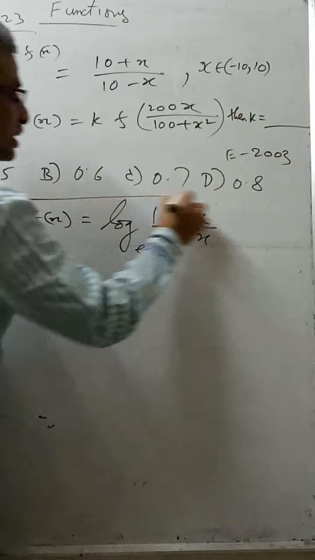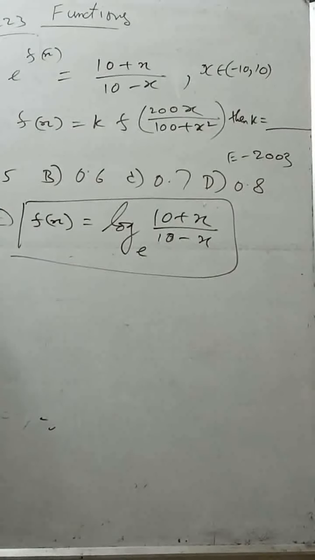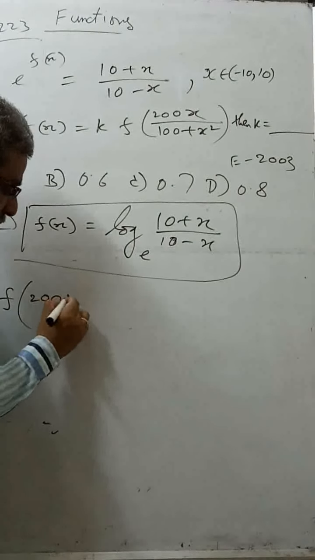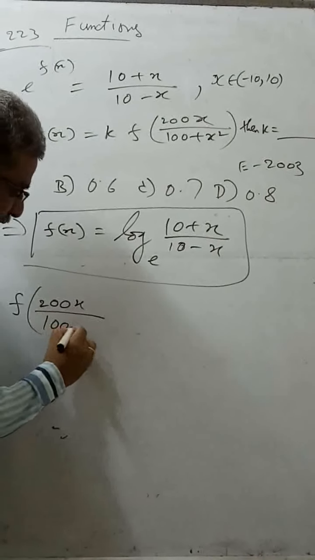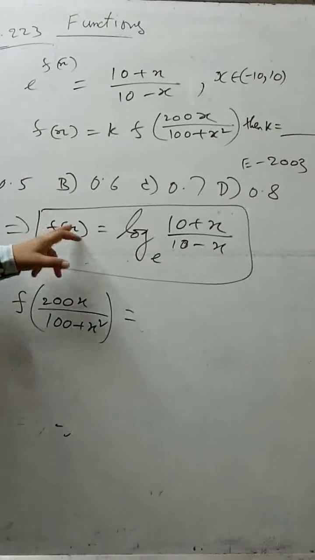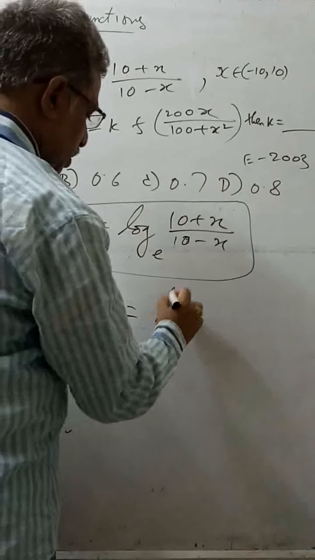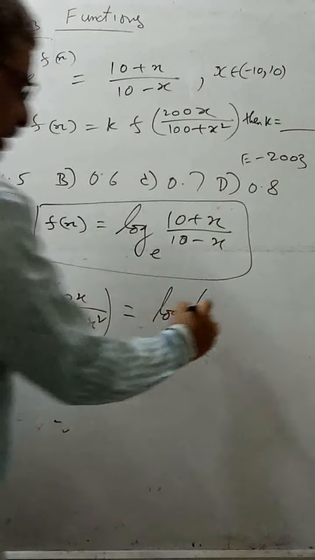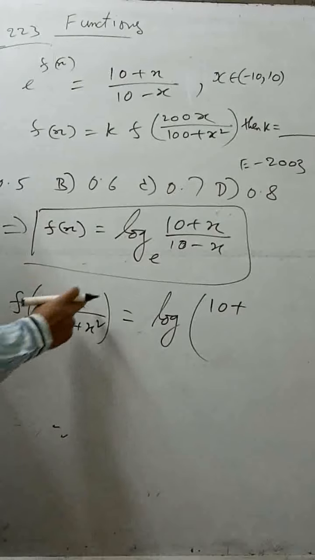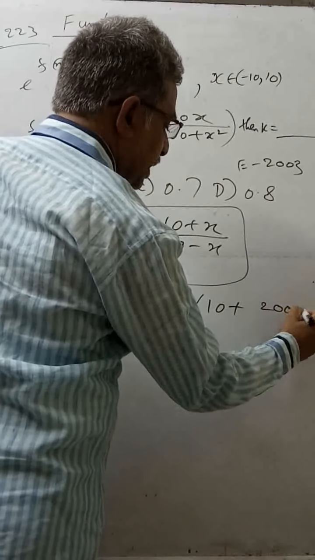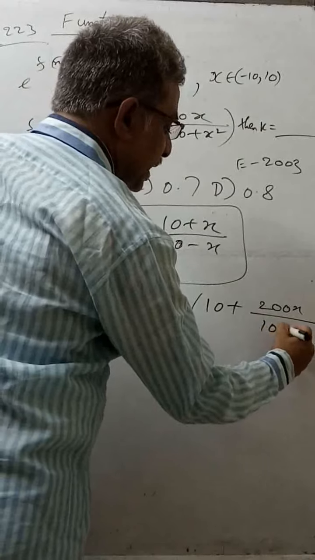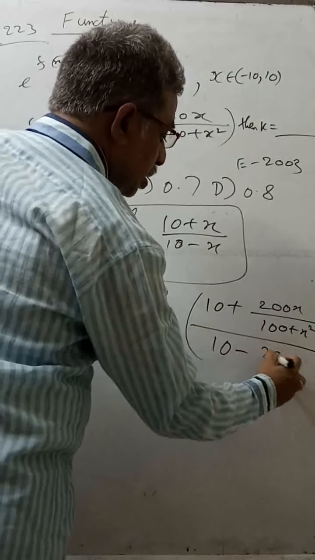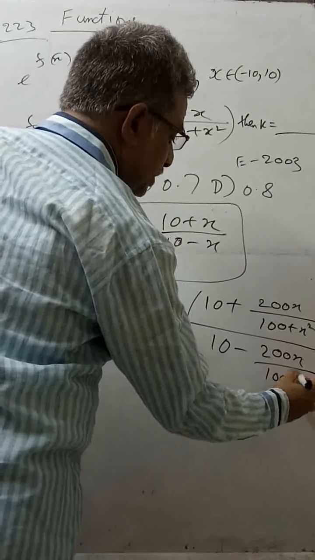This is what f of x is given. If you apply log on both sides for this, now I will come to this function f of 200x by 100 plus x square. So in place of x I am substituting this. This becomes log of 10 plus, in place of x I need to substitute this, 200x by 100 plus x square, divided by 10 minus 200x by 100 plus x square.